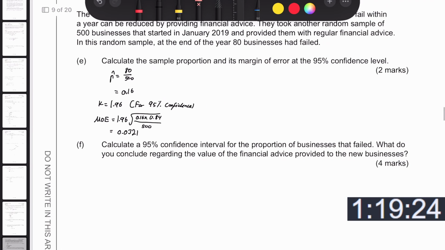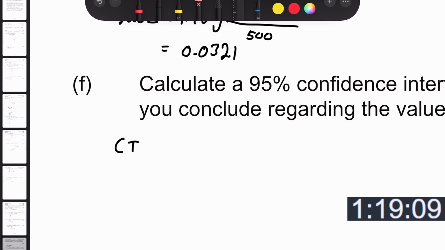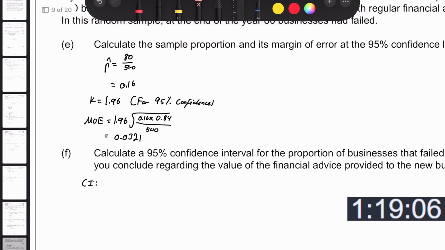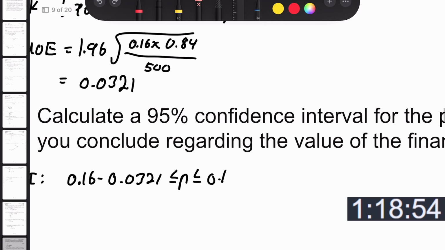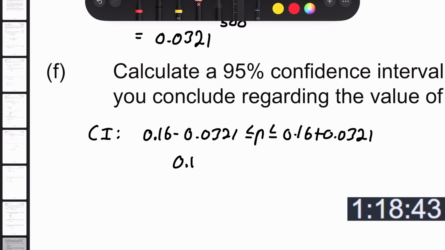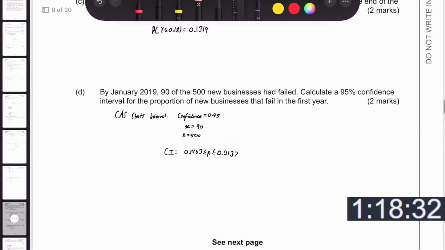Calculate a 95% confidence interval for the proportion of businesses that failed. What do you conclude regarding the value of the financial advice provided to new businesses? So calculating the CI is going to be 0.16 minus 0.0321 less than or equal to P less than or equal to 0.16 plus 0.0321. So 0.1279 less than or equal to P less than or equal to 0.1921. Looks like it did.